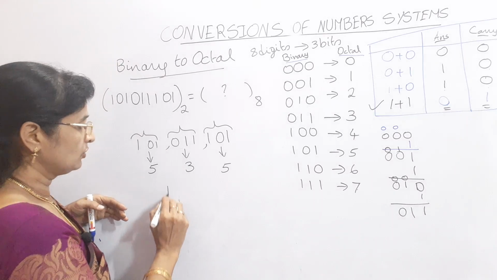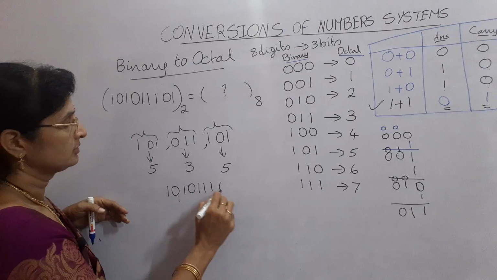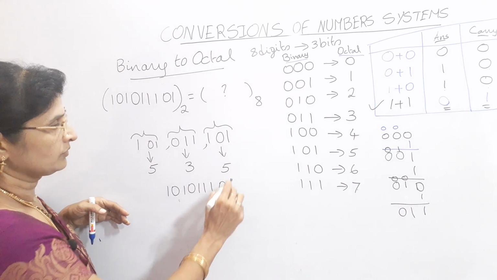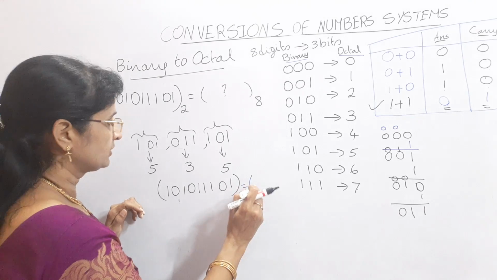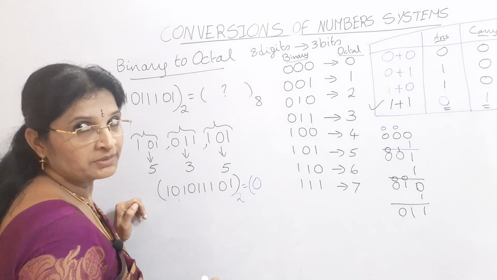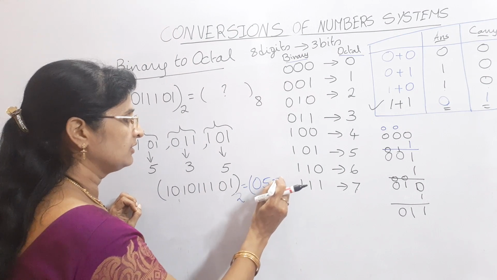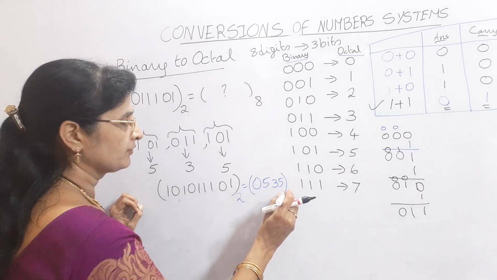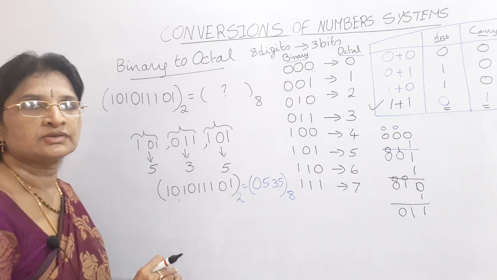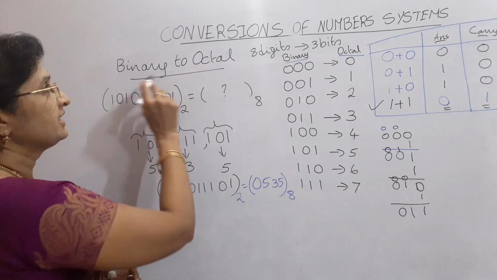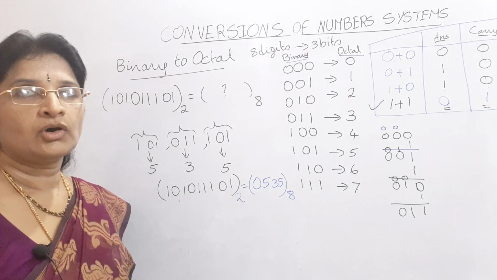So 1010111101. The octal number should be represented starting with a 0. So 0535 is the equivalent number for this binary number. Okay, so this is how you can convert from binary to octal.